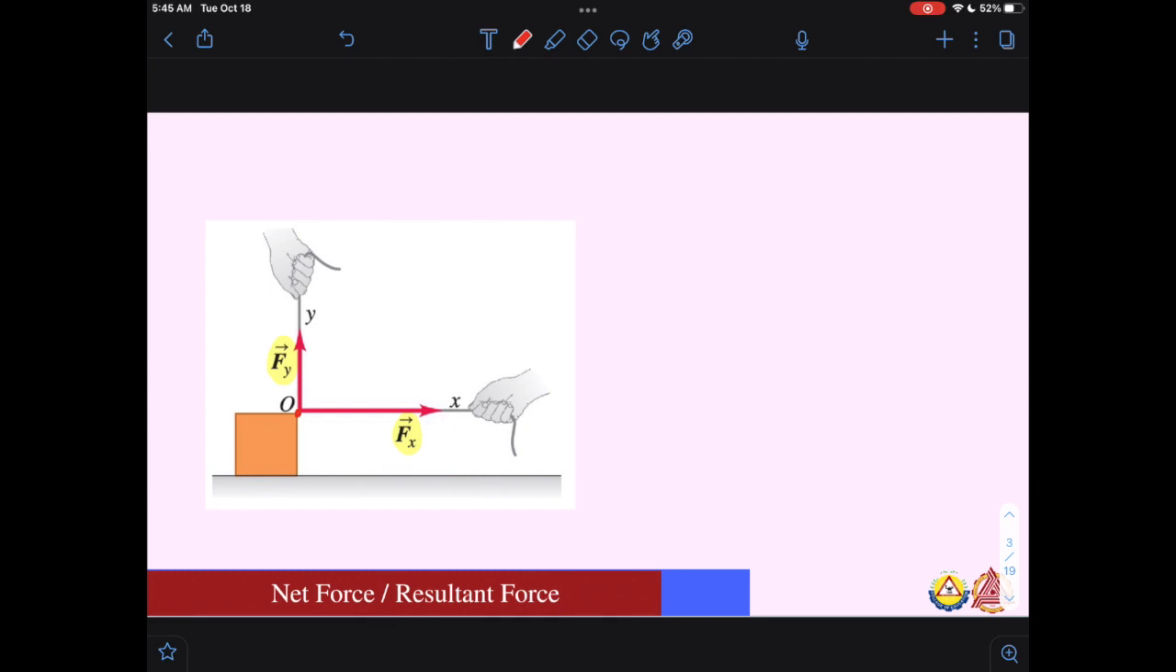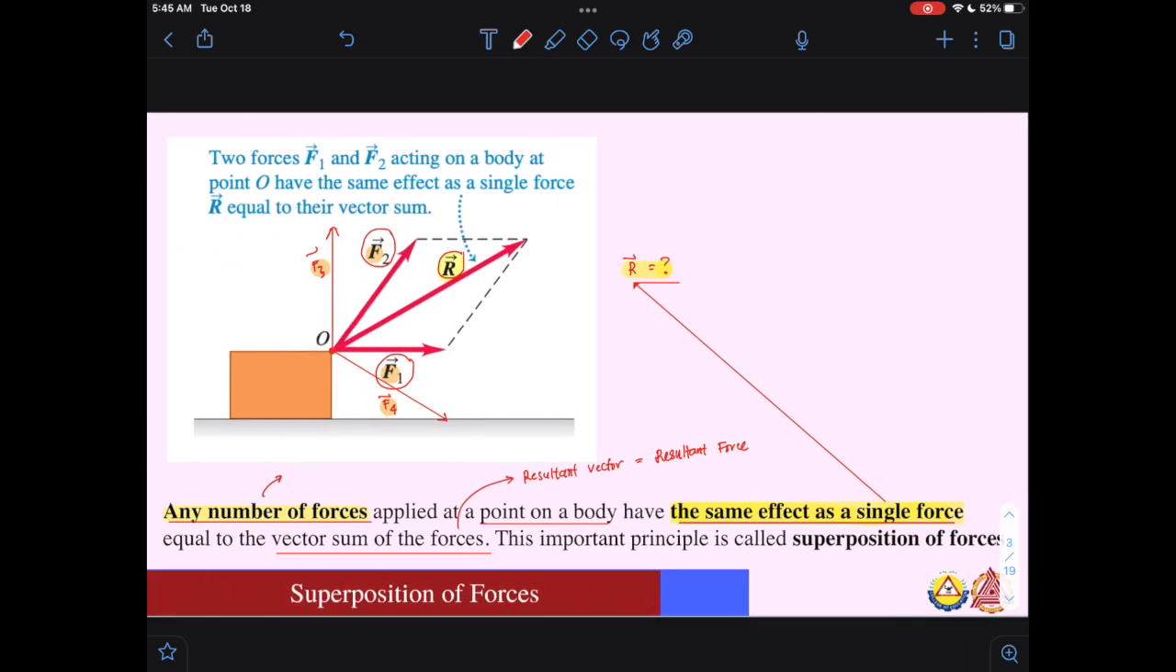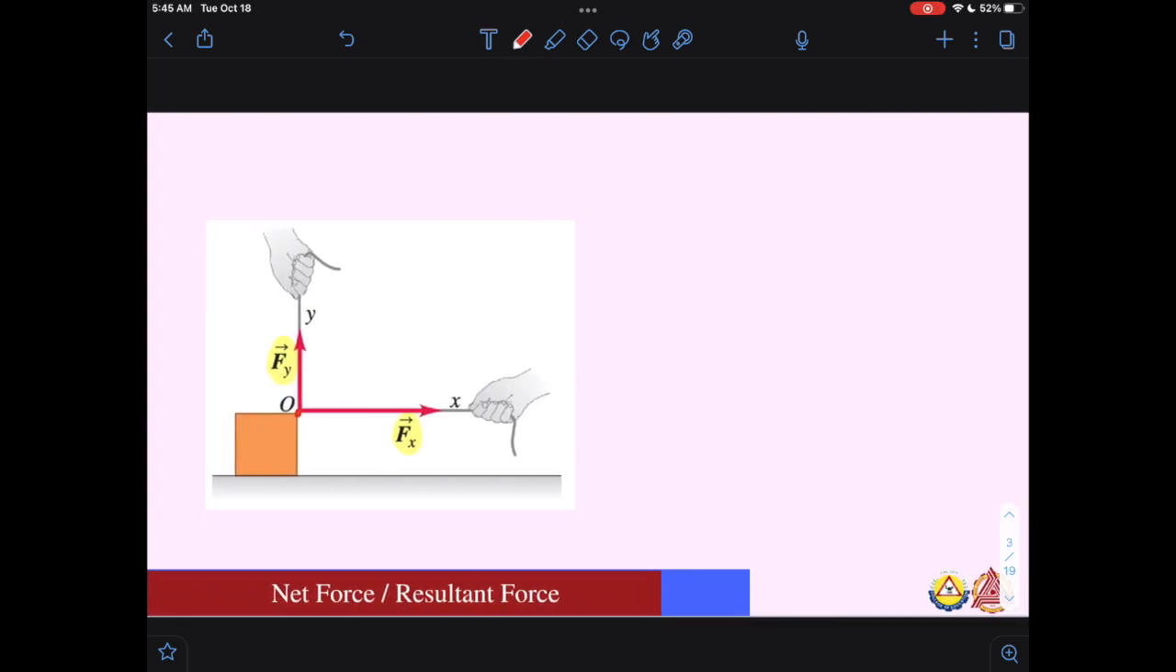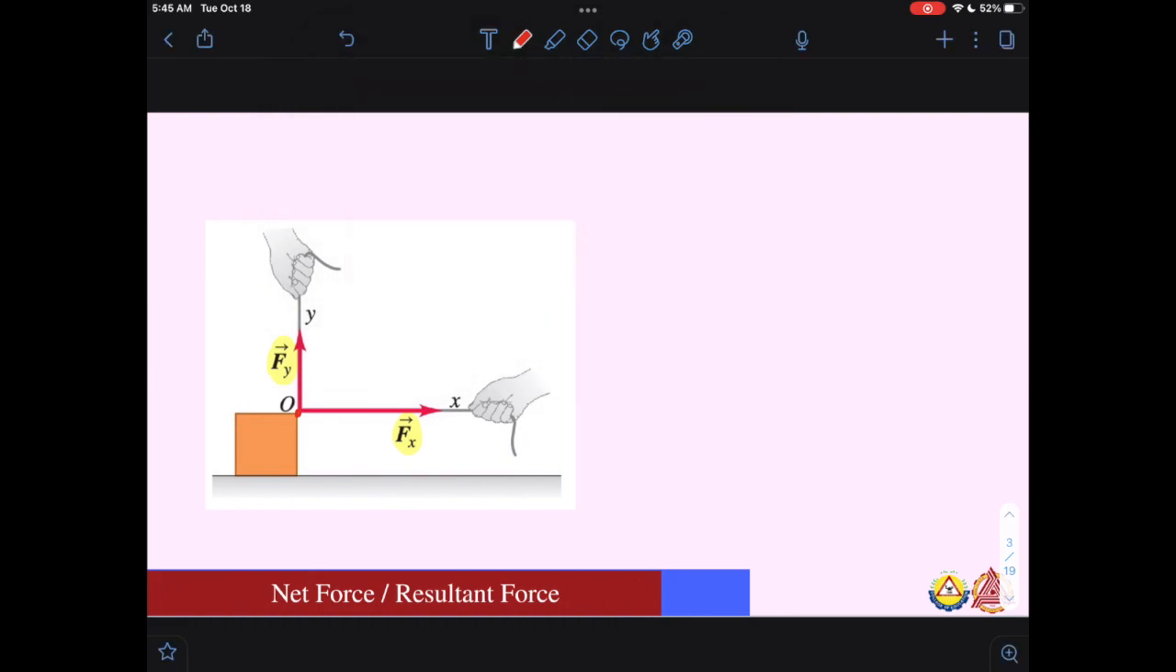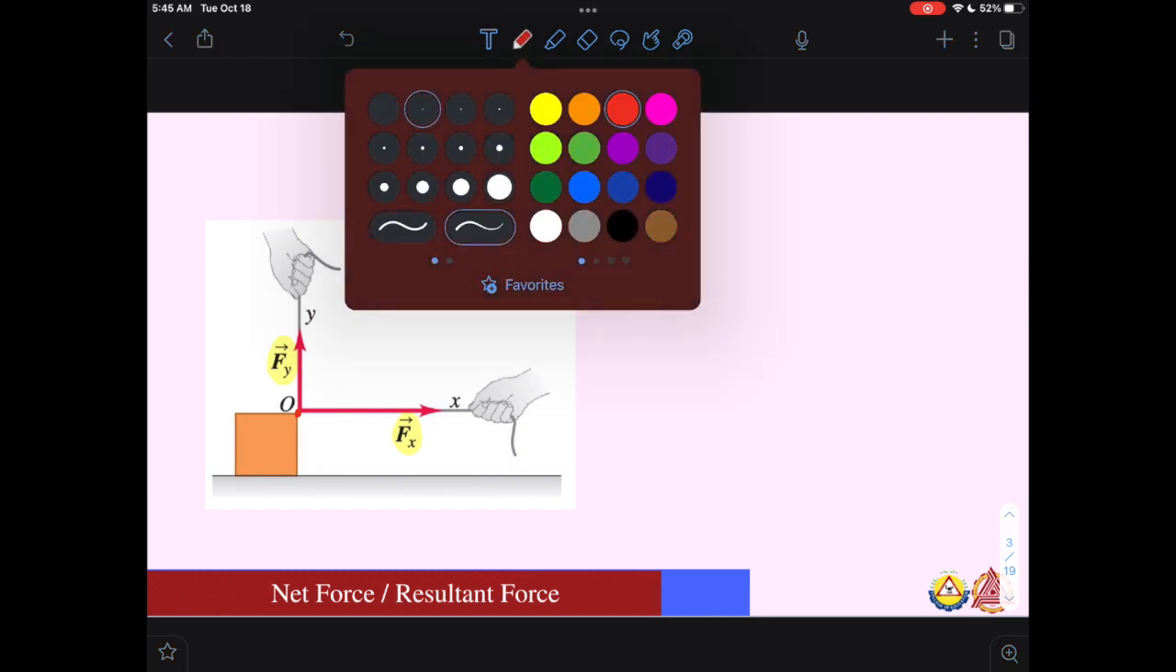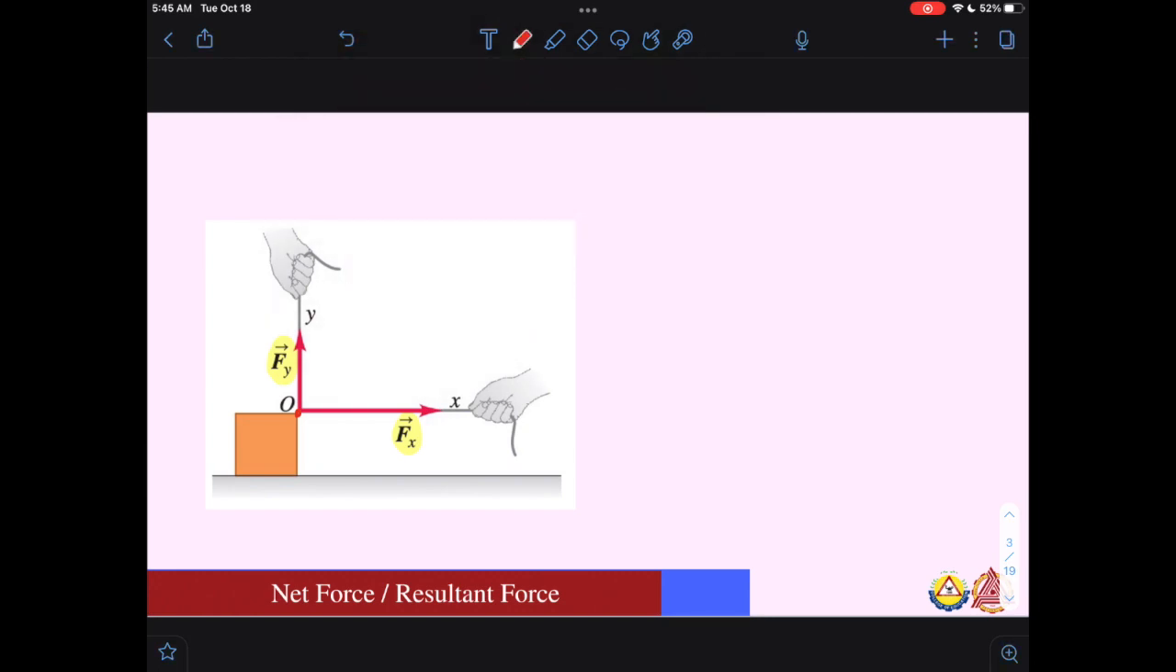Now, as you are seeing there, what do we say about this in our superposition of forces? What we look for, class, according to the principle of superposition of forces, is we will just find the resultant vector. So meaning to say, I will not analyze this problem by considering Fy and Fx, but I will just try to find the resultant force.